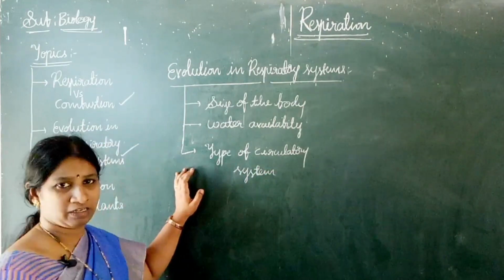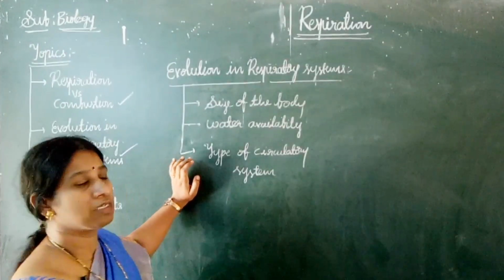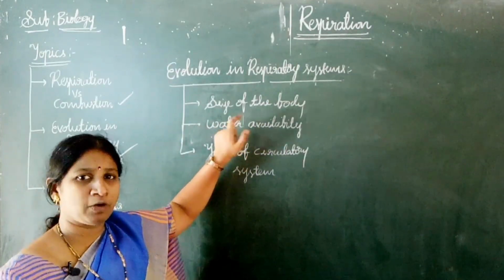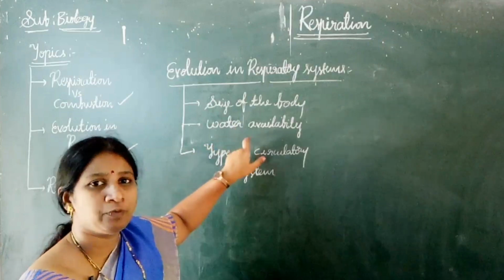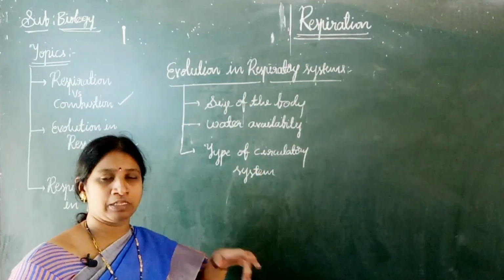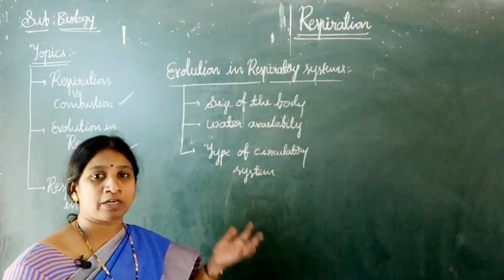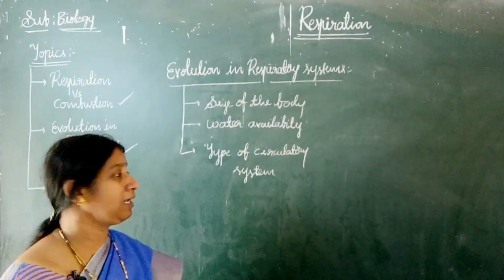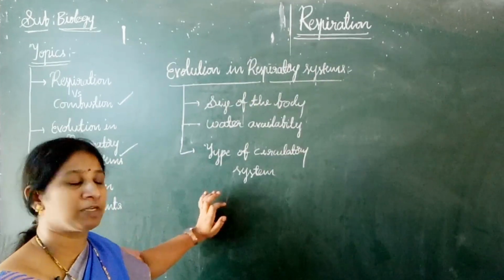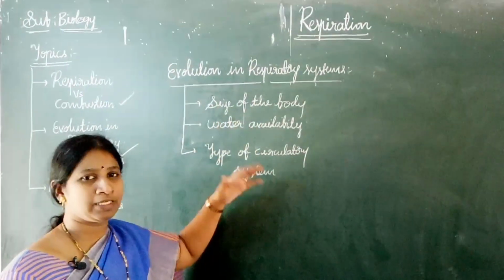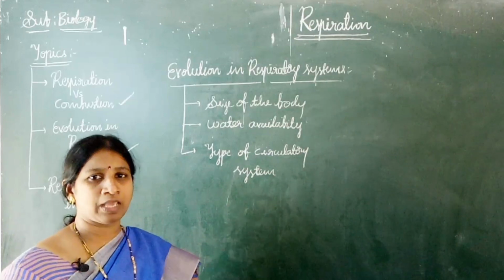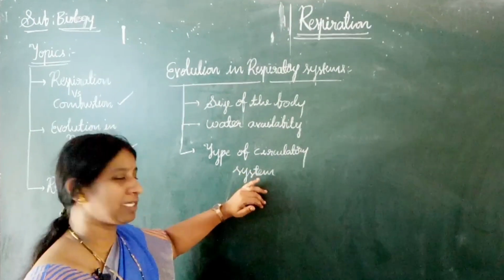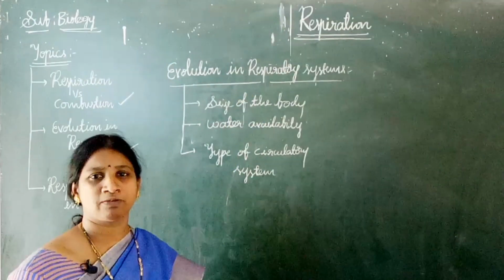So in all higher animals, multicellular animals, the respiratory system was designed based on their size of the body and the water availability, where they used to live, either in the water scarce areas or water abundant areas. Based on that also the respiratory system was designed, and the type of circulatory system, because respiratory and circulatory systems work together. They are very coordinated systems. So based on the type of circulatory system, even the respiratory system also designed.